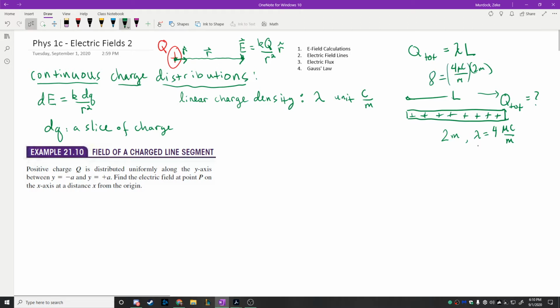Whoops, that was bad. Let's put it like this: Q total is 8 microcoulombs. That's simple enough. I could ask a question like, suppose I cut the rod into 4 pieces. Let's use a different color. Suppose I cut the rod in half, and then I cut the rod in half again. How much charge would there be in this piece?